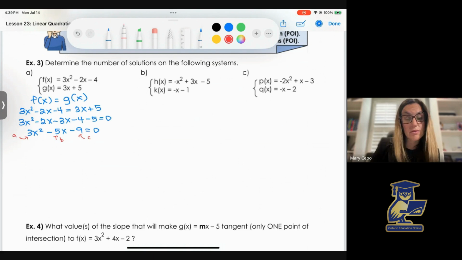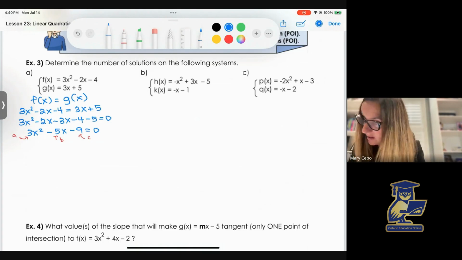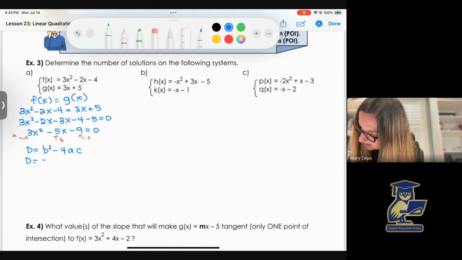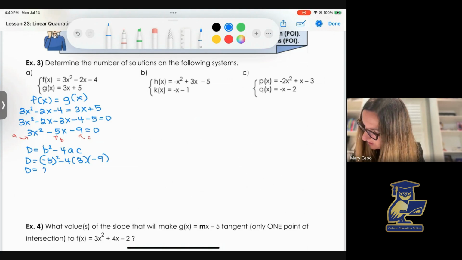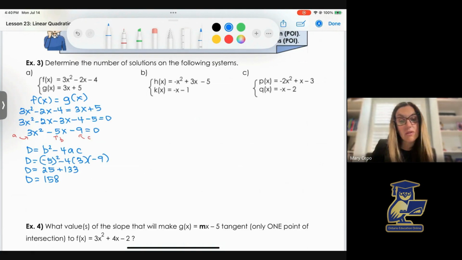So we determine the discriminant. Again, if it's greater than 0, we know we have two solutions. If the discriminant value is equal to 0, there's only one solution. And if it's less than 0, there are no solutions. So the discriminant is equal to b squared minus 4ac. So D is equal to negative 5 all squared minus 4 times 3 times negative 9. Always following BEDMAS, negative 5 squared is 25, then negative 4 times 3 times negative 9 is a positive 108. D is equal to 133. Now that value definitely is greater than 0.